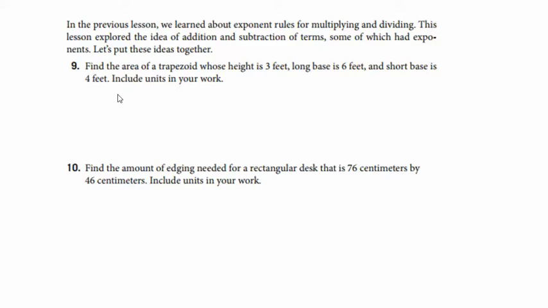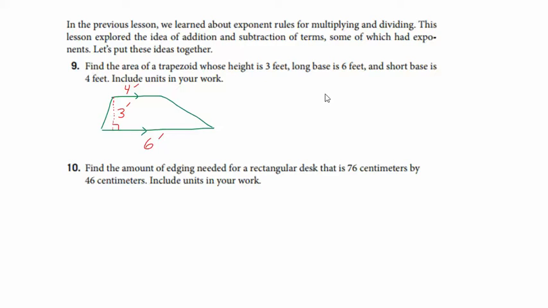What is a trapezoid? A trapezoid is a quadrilateral, meaning it has 4 sides, and it has to have 2 sets of parallel sides. These little arrows indicate that these 2 lines are parallel. This is not to scale, okay? I'm just drawing a trapezoid. It says the height is 3 feet. So the height of a trapezoid is going to be the distance between the parallel lines at a 90-degree angle. So that's 3 feet. And I'm going to use that little dash for feet. The bases are the parallel sides. So the long base is 6 feet, and the short base is 4 feet. Now, we're supposed to find the area of this.